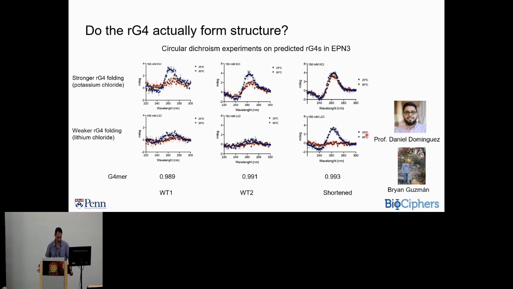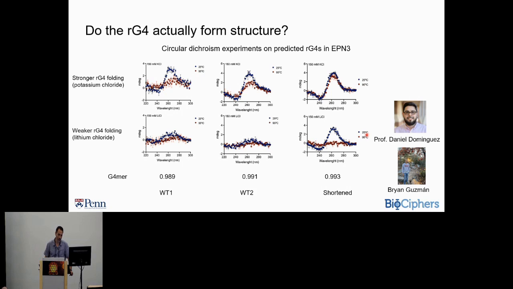And then there's the question of course, structure. Is the structure forming? Coming back full circle, sort of where we started. So this is collaborative work with Dan Dominguez from UNC and his student Brian. So they use, again, circular dichroism, and you can see 2 wild types that were identified in EPN3, and you can see the profiles in different temperatures that indicates G4 formation.